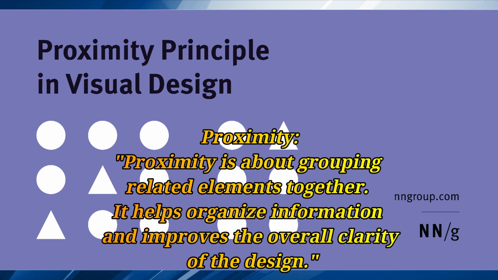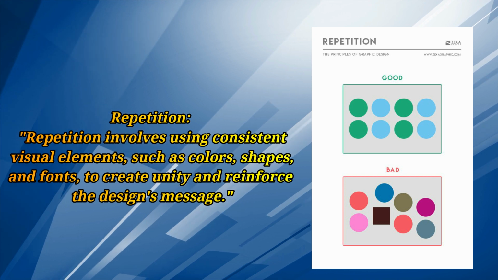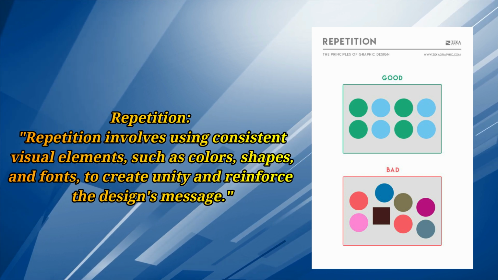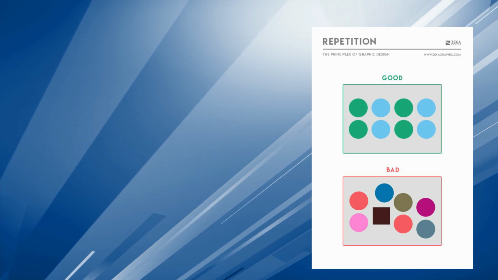Proximity is about grouping related elements together. It helps organize information and improves the overall clarity of the design. Repetition involves using consistent visual elements, such as colors, shapes, and fonts, to create unity and reinforce the design's message.